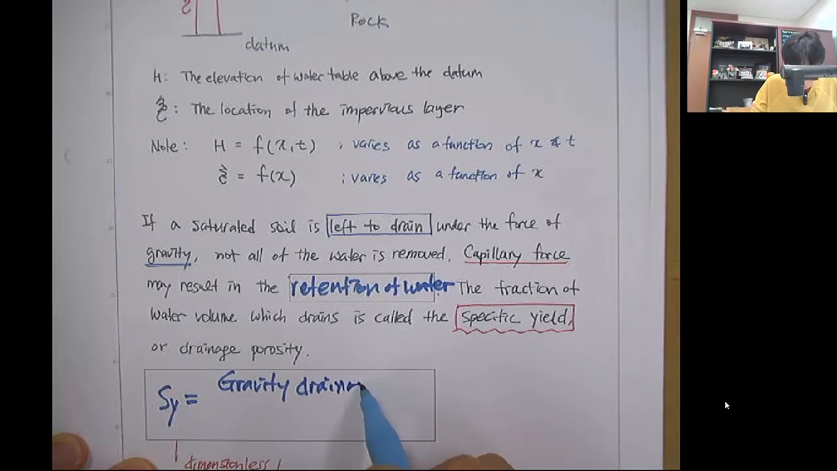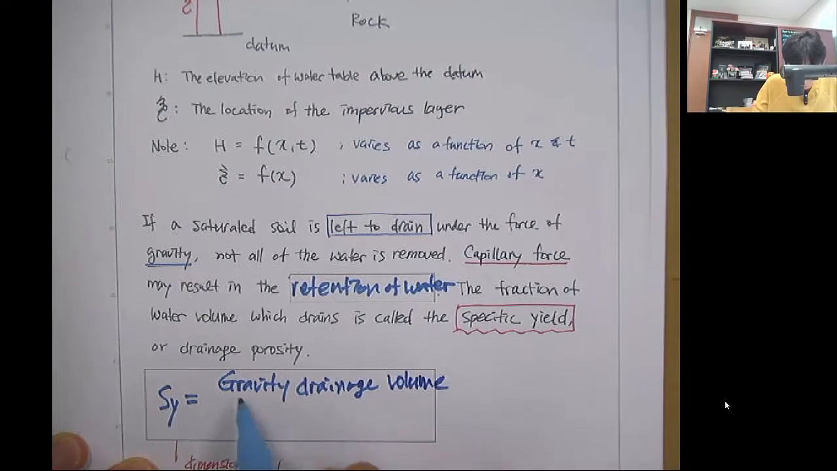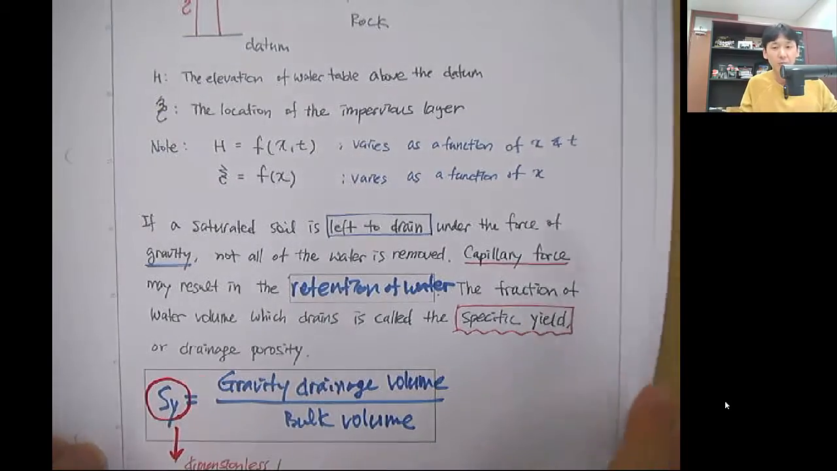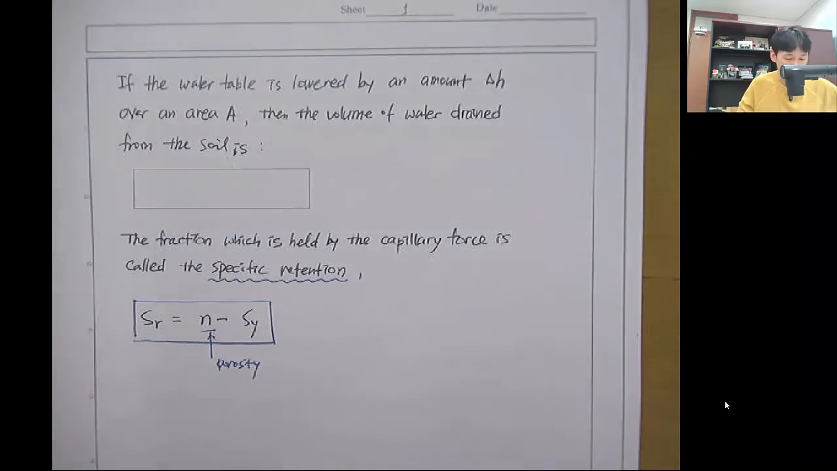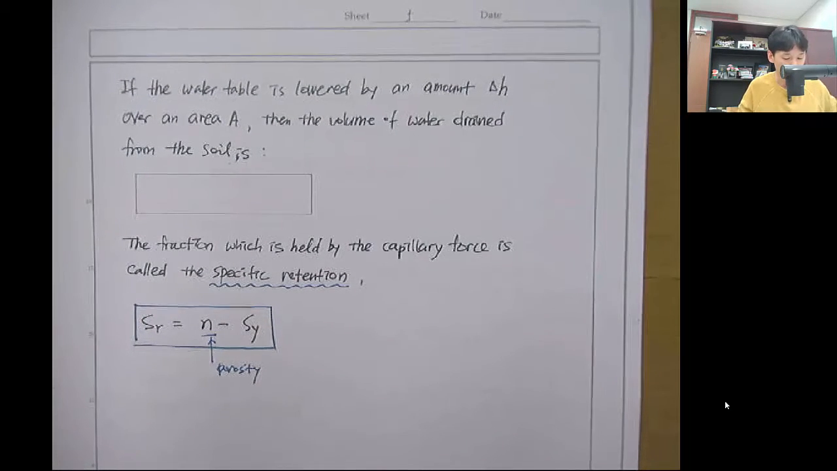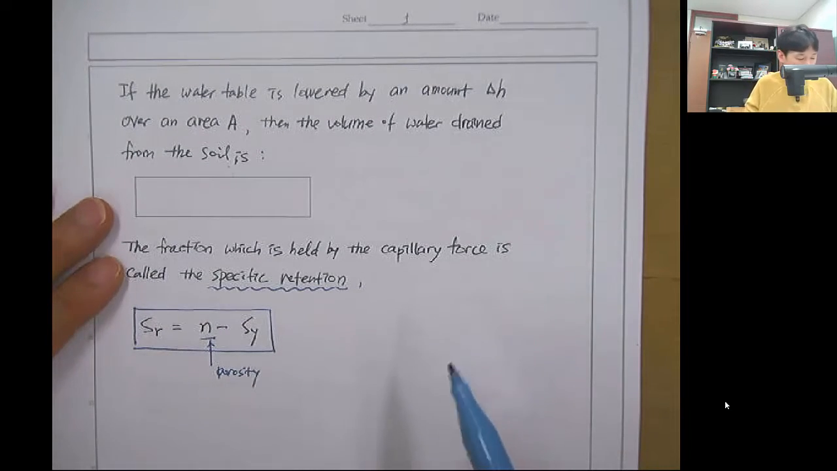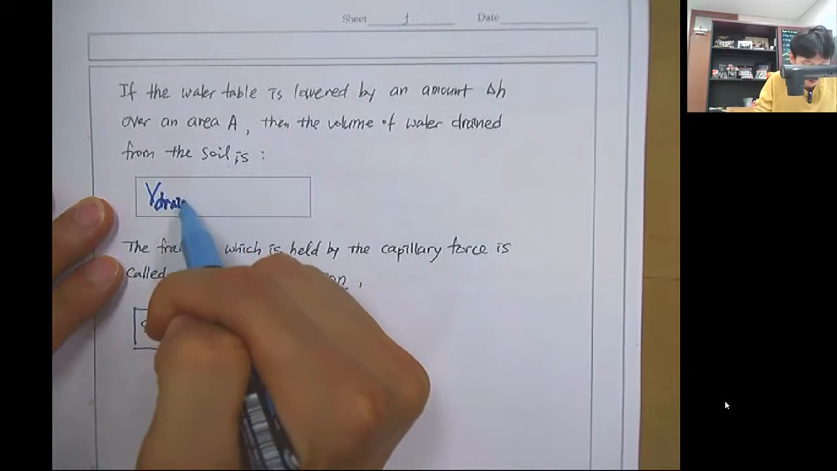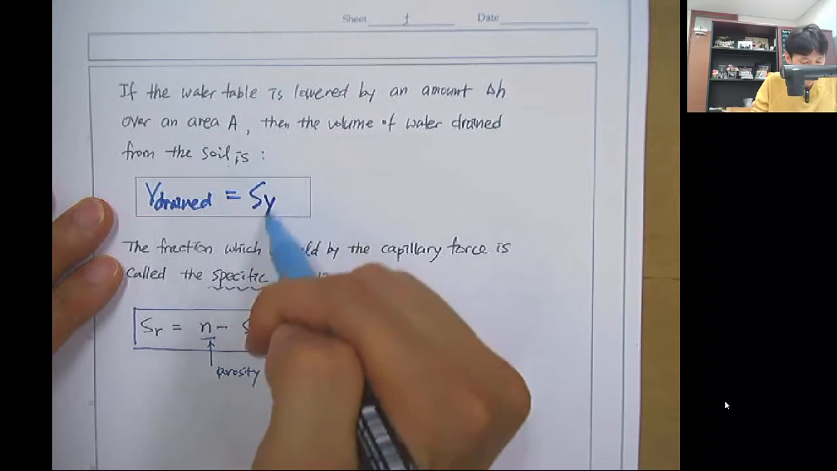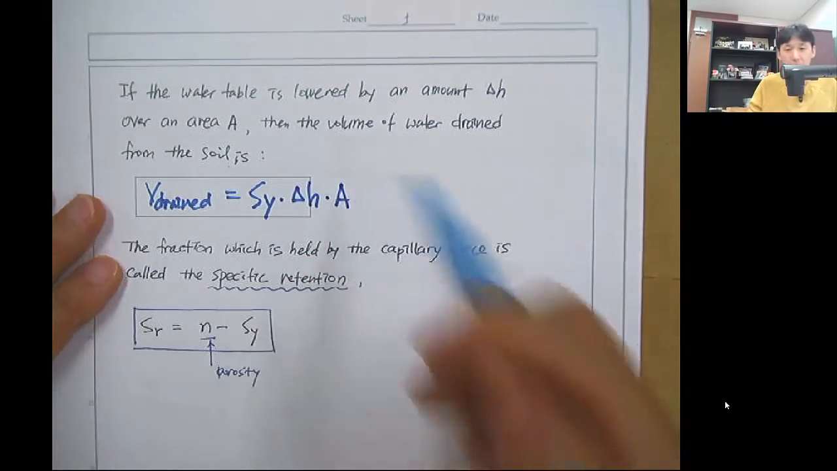So the specific yield is defined as the gravity drainage volume over the bulk volume. As you can see, it is a volume divided by a volume, so the dimension of the specific yield is dimensionless. If the water table is lowered by an amount delta H over an area A, then the volume of water drained from the soil, V drained, can be computed using SY, delta H and A.